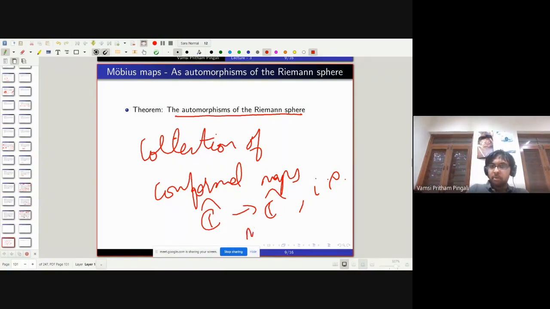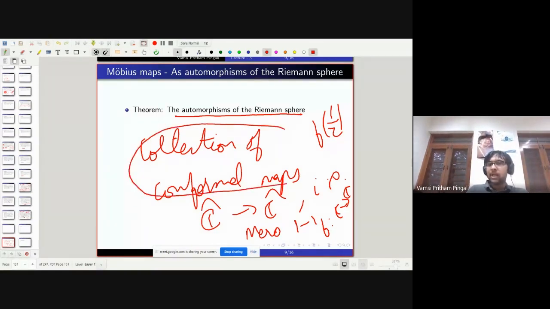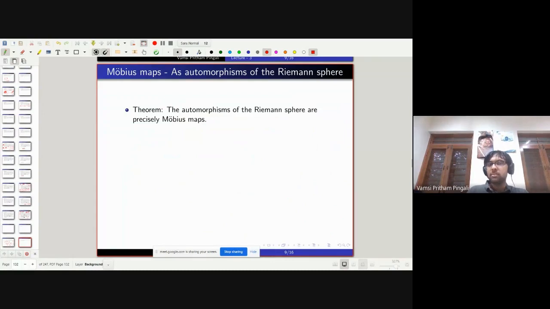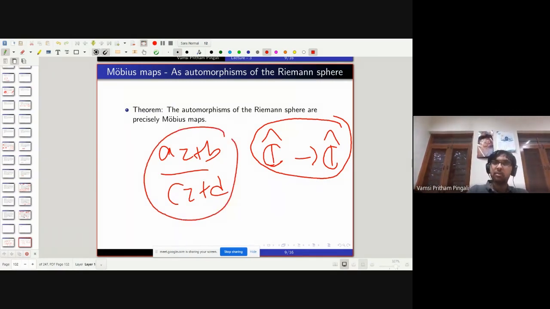from C to itself, which is meromorphic, one-to-one functions f from C to C, so that f of 1 by z is also meromorphic and one-to-one. So the collection of all such conformal maps are precisely Mobius maps. In other words, Mobius maps are examples of conformal maps of the Riemann sphere to itself. My claim is these are the only conformal maps. There are no other conformal maps of the Riemann sphere to itself. The automorphisms of the Riemann sphere are precisely Mobius maps.